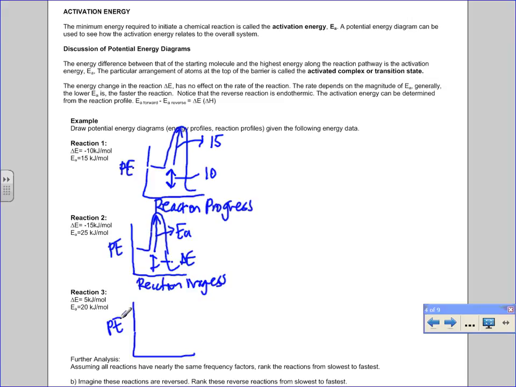In this third one, it's an endothermic reaction. So overall, the energy is increasing by 5 kilojoules. The activation energy is still the difference between the reactants and the activated complex. So this is still my activation energy, and this is still my delta E.